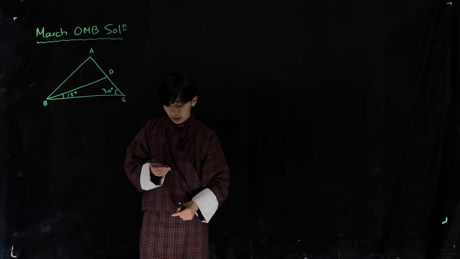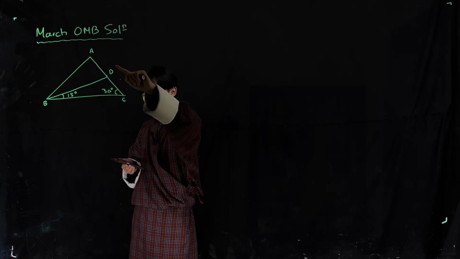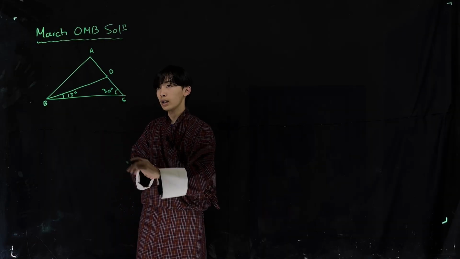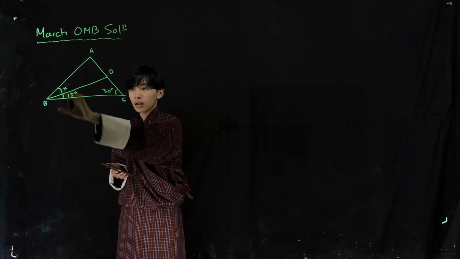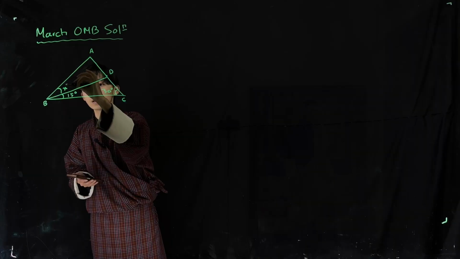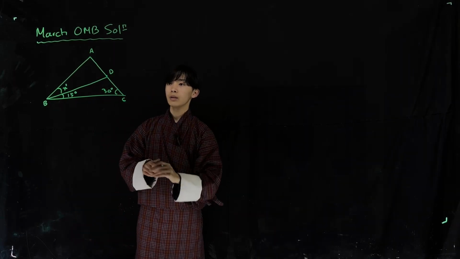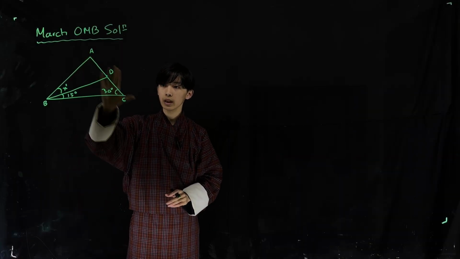Given that angle DBC is 15 degrees and angle DCB is 30 degrees, we are asked to find the measure of the angle ABD. We don't know the angle here, so we will keep it as x degrees. Now we can see that there is a symmetry at the point D here, since it's the midpoint between the point A and C.